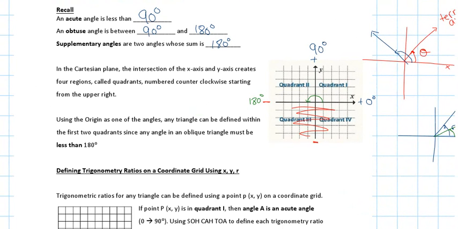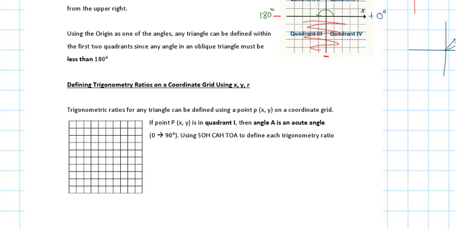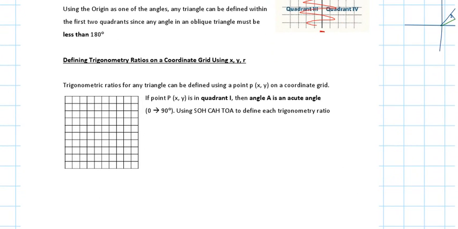So, using the origin as one of the angles, any triangle can be defined within the first 2 quadrants since any angle in an oblique triangle must be less than 180. Okay? We know that because the sum of all the angles in a triangle is 180. So any angle inside of a triangle has to be less than 180. Right? Otherwise there is no triangle. So let's look at what happens to my triangles and how I can draw them, and what happens to my SOHCAHTOA depending on where my point is.